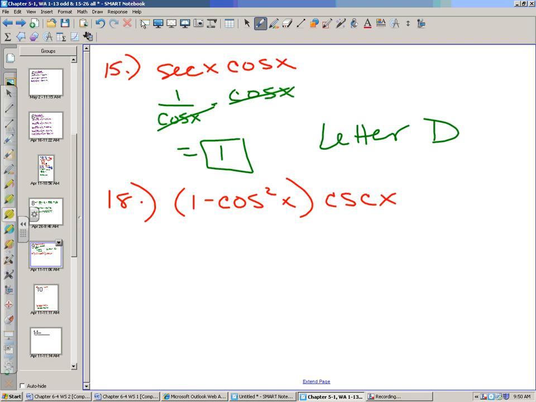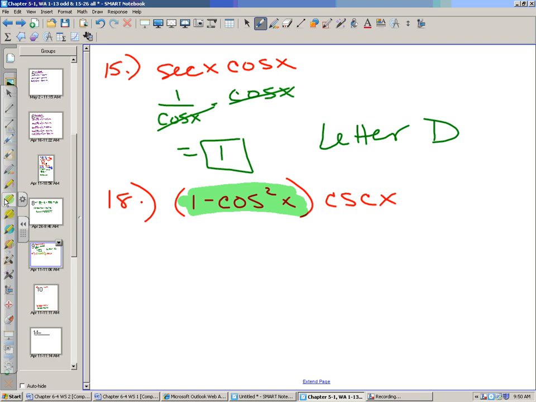1 minus cosine squared of x times cosecant of x. This is where your brain starts to say, oh no, I need to recognize something, and you absolutely should be recognizing something. What looks funny out of that entire problem on number 18? The parentheses is 1 unit. This is one entity together. Your brain needs to recognize that as something. And what is it? It absolutely is an identity.